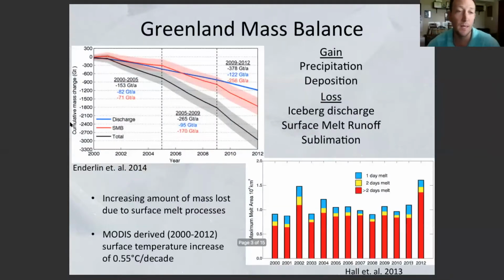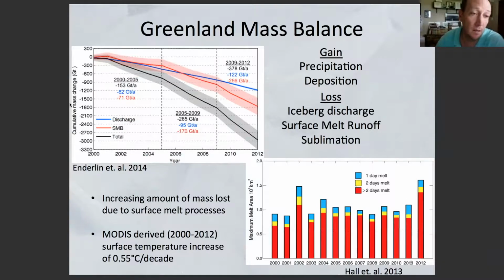And piggybacking off of Jan's slide, I have the early 21st century plot on the upper left-hand part of this slide, where we have the cumulative mass change. And again, it's been decreasing in the early part of the 21st century, about 50% due to the ice discharge and 50% due to the surface mass processes, with an increasing amount of mass loss due to those surface melt processes towards 2010 and beyond.